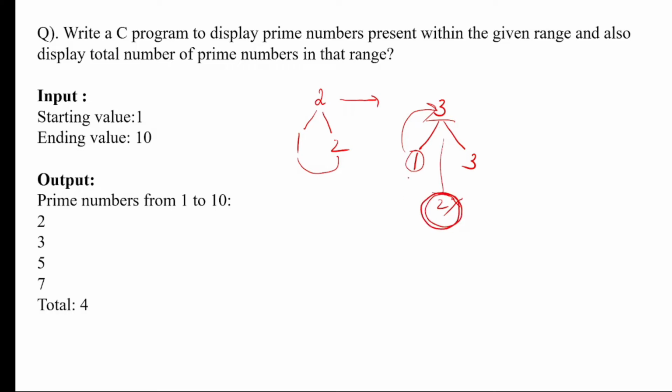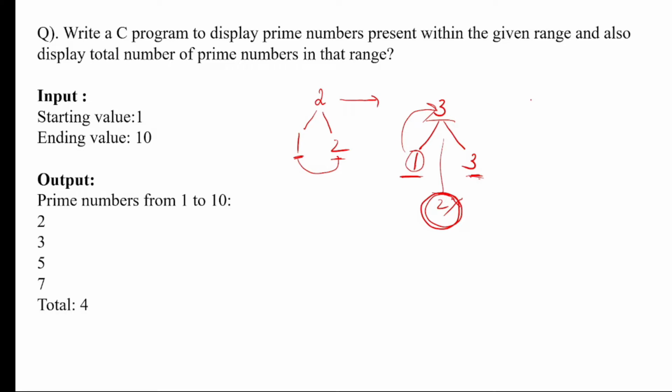3 has only two factors, one is 1 and the other is 3. If any number has two factors, meaning 1 and itself, then that is called a prime number. See number 2: 1 and itself. See number 3: 1 and itself. So these two are prime numbers.